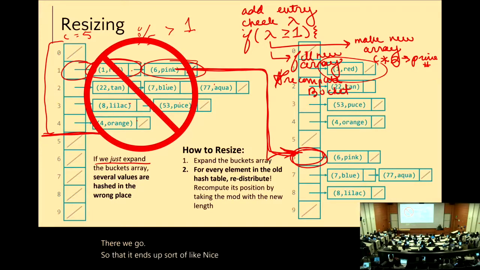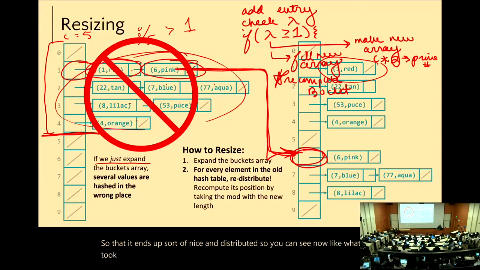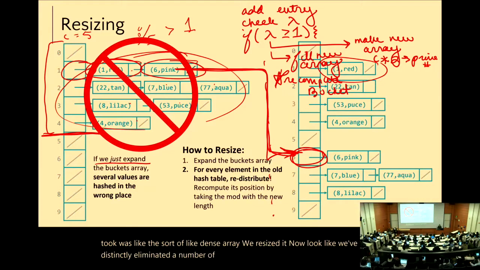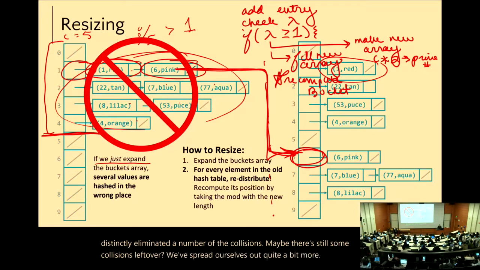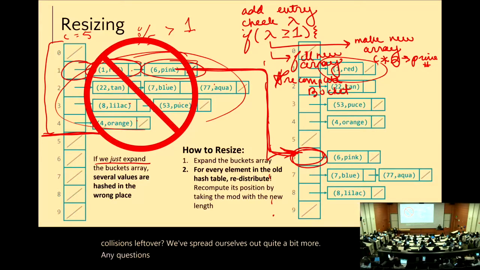So that it ends up nice and distributed. You can see now that what we took was a dense array. We resized it, and now we've eliminated a number of the collisions. Maybe there's still some collisions left over, but we've spread ourselves out quite a bit more. Any questions on that piece of it?